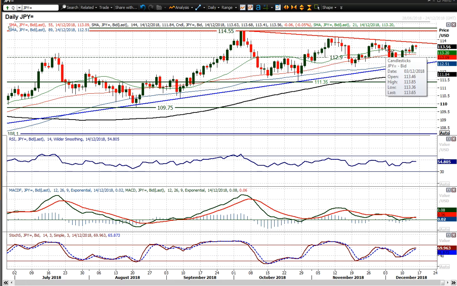You've got the resistance overhead at 113.85, which is the rally high back on the 3rd, but also that's where the downtrend comes in at the moment. So you've got that resistance in place, then the 114 big figure, and then just above that the 114.20 area.